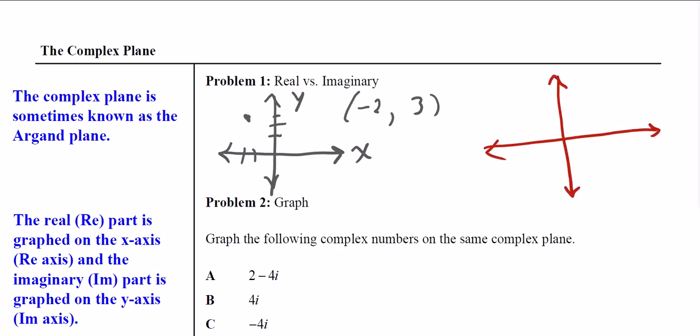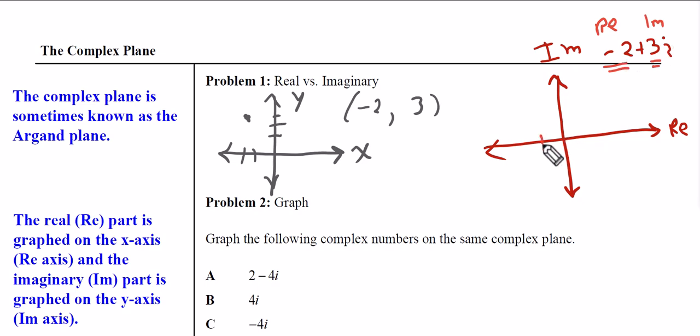However, when we're graphing on the complex plane, the x-axis is the only one that's real, and then the y-axis represents the imaginary. So this looks a little different. If we have, for example, a negative 2 plus 3i, this is saying that we're going to go ahead and graph this as our real component, and this is going to be our imaginary component.